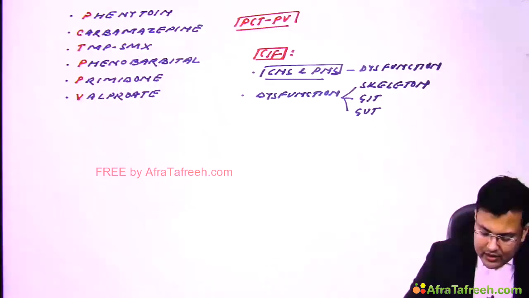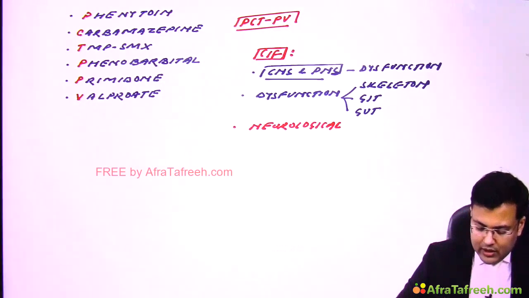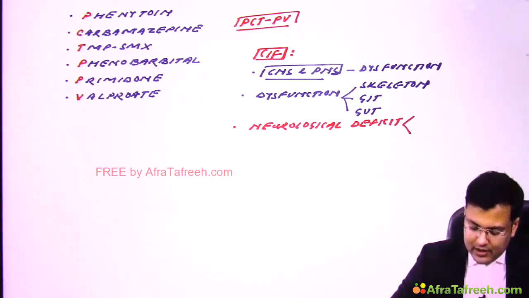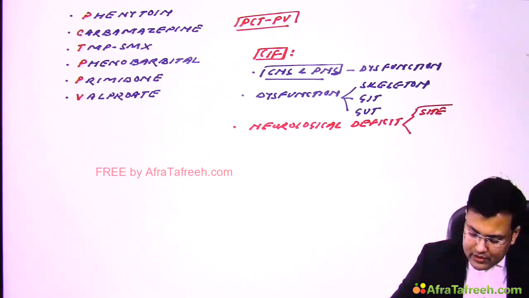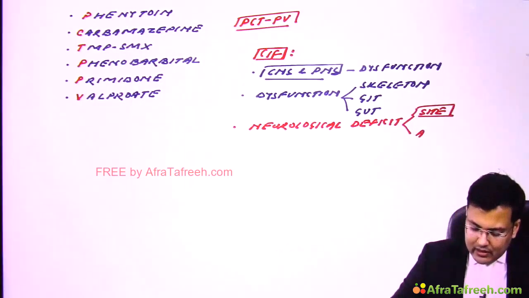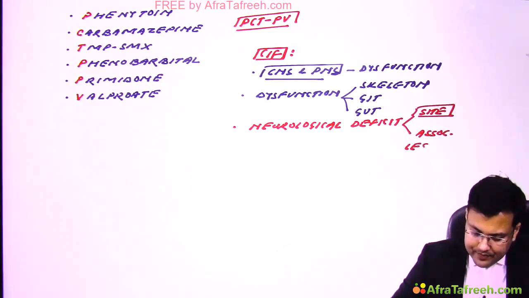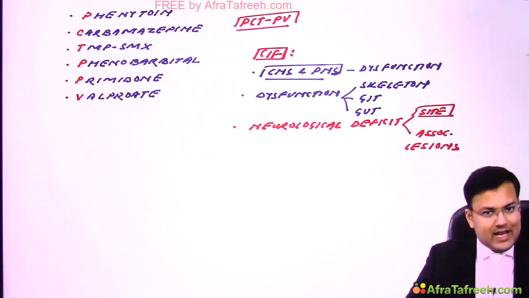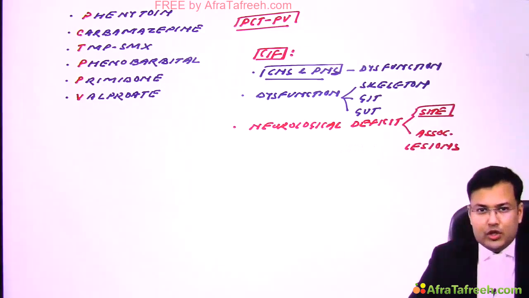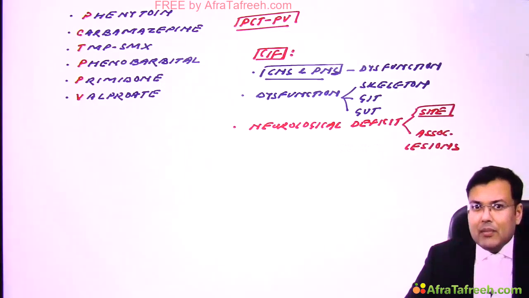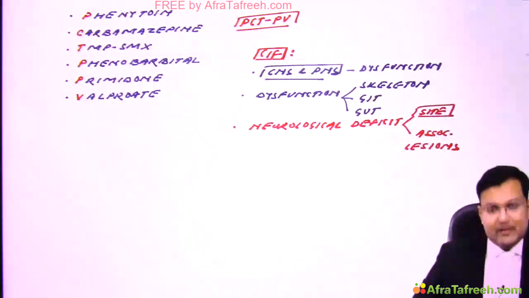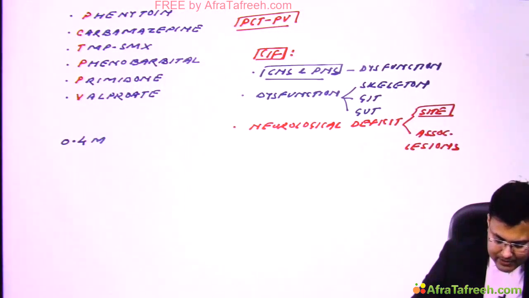The neurological deficit in these patients is dependent first on the site of myelomeningocele, and second on the associated lesions, because there is herniation of the spinal cord also. How can we prevent it? We can prevent neural tube defects, especially myelomeningocele, by folic acid supplementation. How much folic acid should be given? It is 0.4 mg OD.